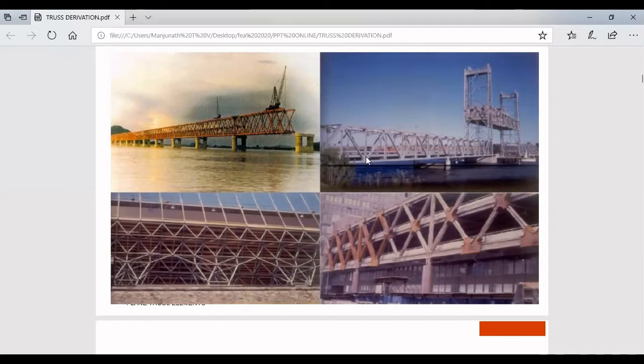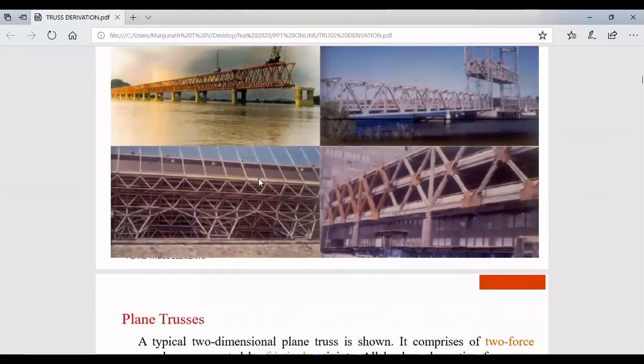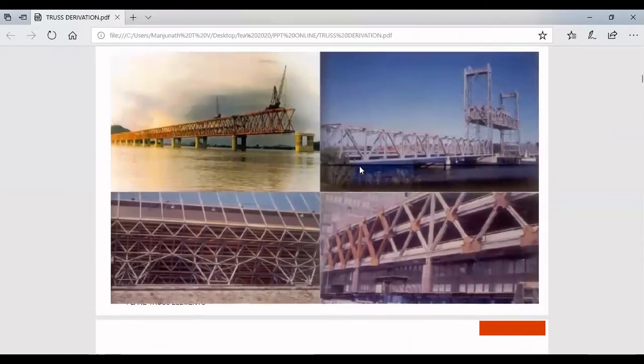These bar elements are connected at this particular point through pins. Then only the load is taken by these pins at that particular point or node, so whatever the load is, it is considered only at the nodes for the truss members. These are a few examples of truss applications.